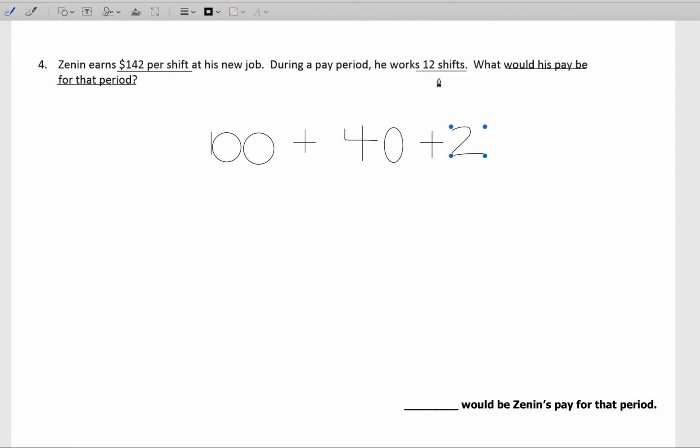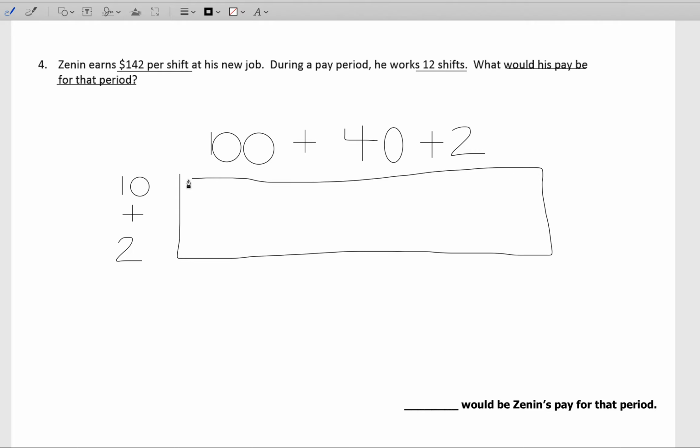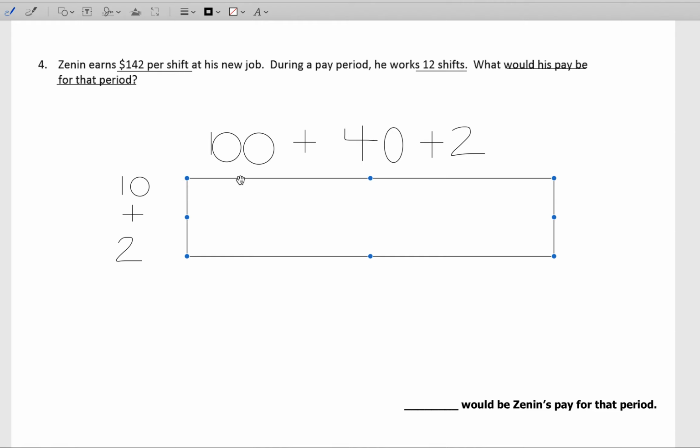There we go. And now 12, to write that in expanded form, I'm going to go on my other side of what will be my rectangle. And 12 in expanded form is going to be 10 plus 2. There we go. And now I'm going to draw out my shape or my rectangle. This is what I'm actually going to be finding the area of.